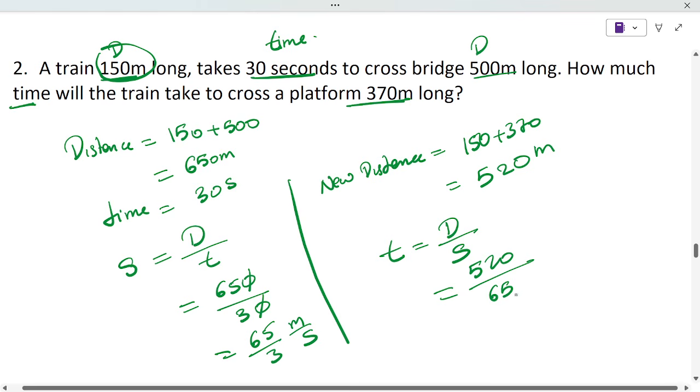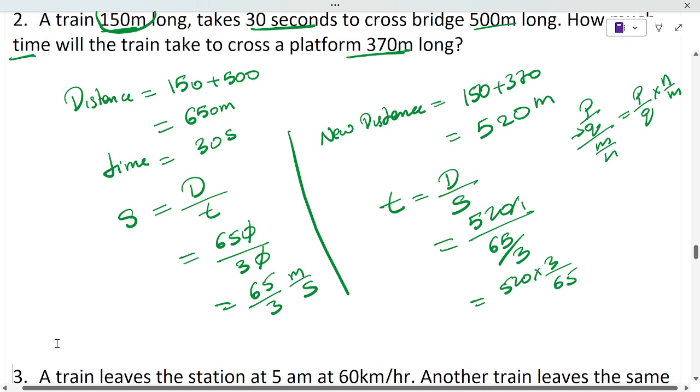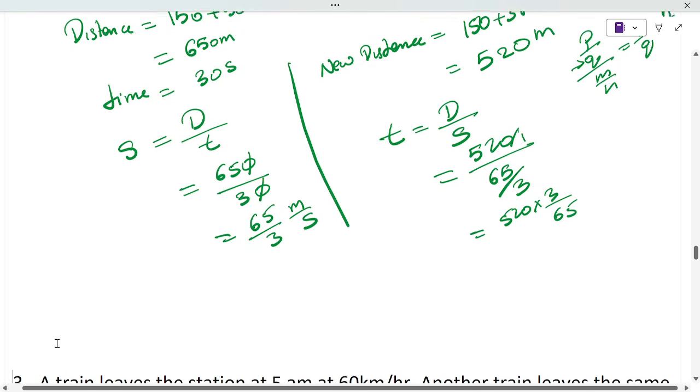65 by 3 means we take the reciprocal. This is what? P by Q divided by M by N is equal to P by Q into N by M. Here you might be wondering about Q, but we have divided by 1 here. So here we have 520 into 3 by 65. Correct me if I'm wrong, because in simplification, plus minus square, everyone makes blunders.